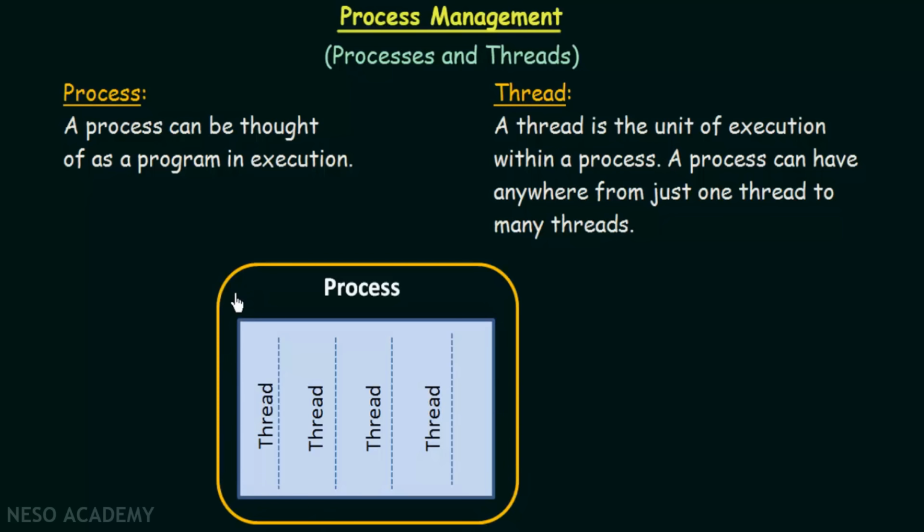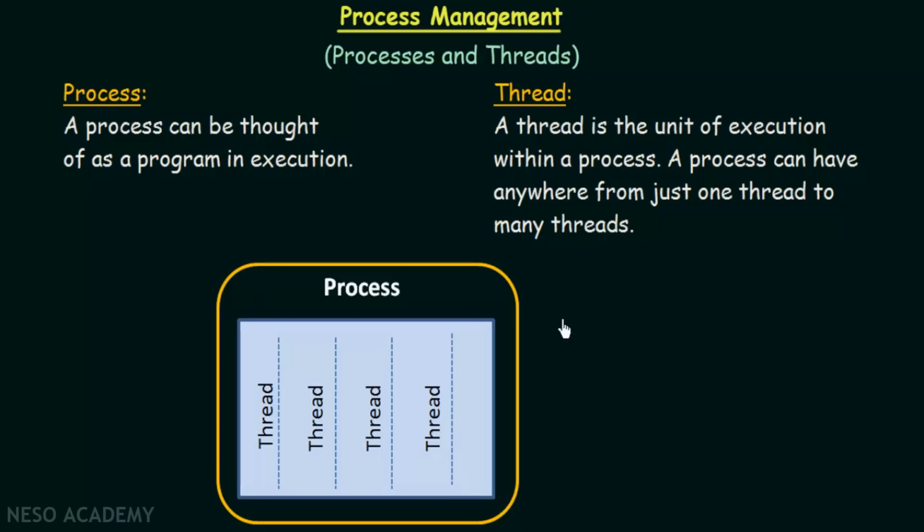When a program begins its execution, it becomes this process, and within this process there are certain units of execution, and each unit is known as a thread. So these are all the units, or the threads, which are under execution within this process.